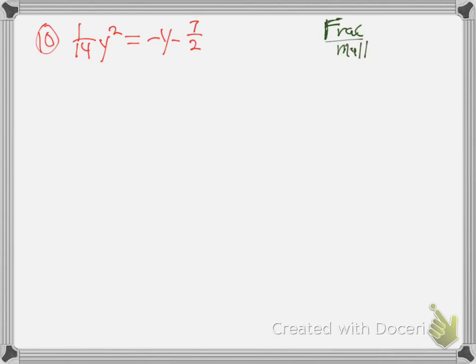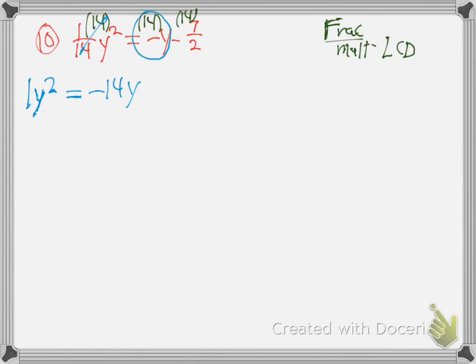Okay, so first step on this one, when you have fractions, is to multiply by the LCD. So what's the LCD? So we have a 14 denominator and a 2 denominator. What do 2 and 14 both go into? They both go into 14, don't they? So I'm going to multiply by 14, all of them. Okay, so now what happens? Well, 14 and 14 cancel and just get 1y squared equals, and on the other side, minus 14y, these guys.